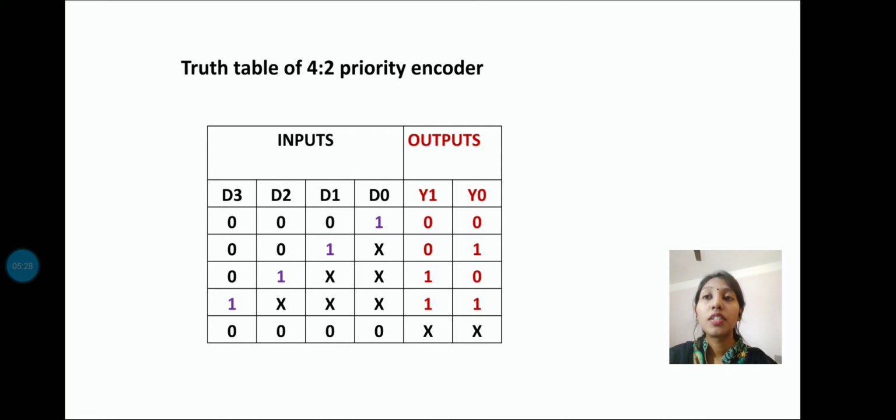Regardless of the state of the lower priority input D0, since D2 and D3 are 0 and D1 is high, D0 whether it is 0 or 1, the highest priority input active in this condition is D1, so the output obtained is 01. In the next state, when D3 is equal to 0 and D2 is equal to 1, D1 and D0 are again considered as don't cares.